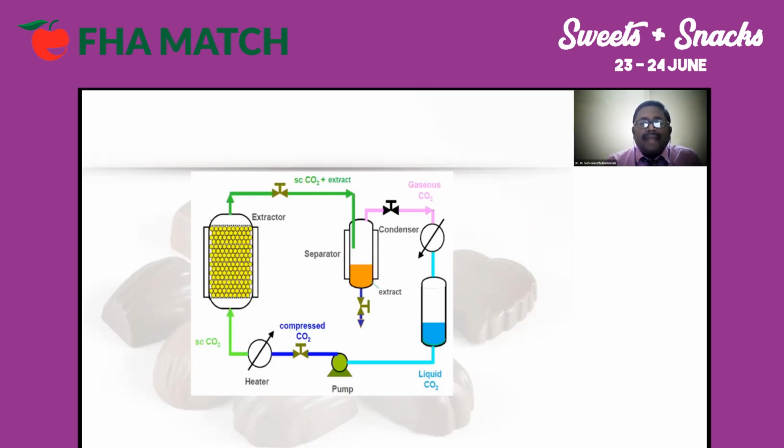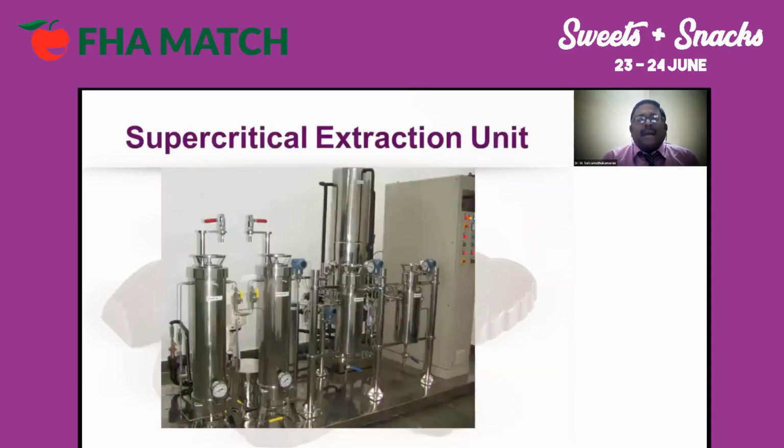So these are the main advantages of using supercritical CO2 extraction. It has good penetration power. It has good diffusivity power. Okay. Now we will go to the next slide. So this is the commercial unit of the supercritical extraction unit, where we can achieve 100% extraction of phytosterols.